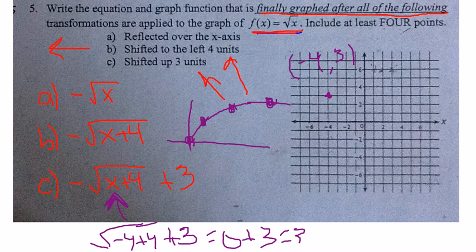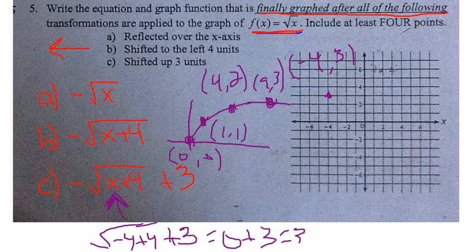So I've sketched a little picture here in purple of the square root function, which you should know. And I'm going to label my points 0, 0. And then the next one is 1, 1. And then the next one is 4, 2. And the last one is 9, 3. Because the square root of each of those x values gives me the y value.